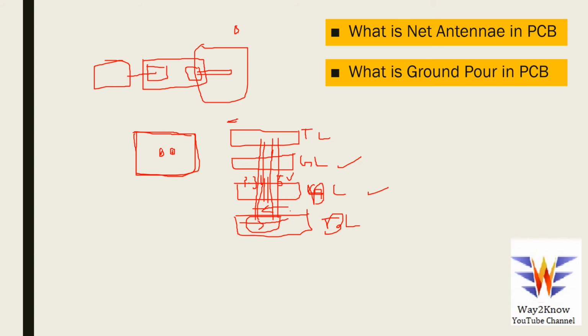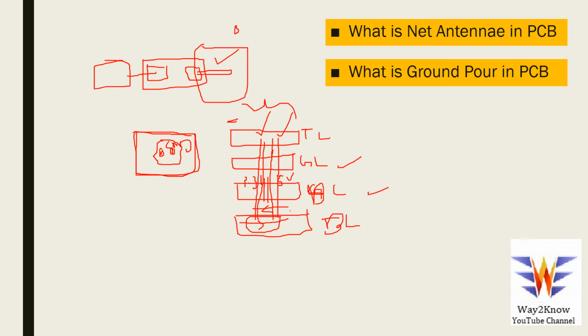Now in this scenario, what we have to do is on the top layer, similar to the bottom layer, we should have a small ground pour which will combine these two, and this should be a ground plane. Small ground pour is required. Otherwise, these two wires are treated as antennas, and it's not just a trace as we mentioned here. A wire like this is also treated as an antenna, which is called a net antenna.